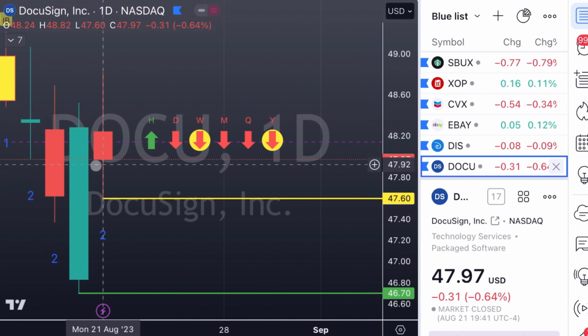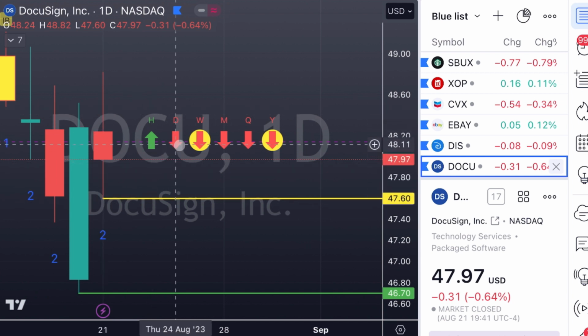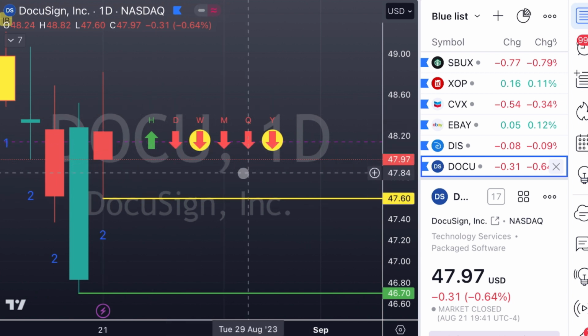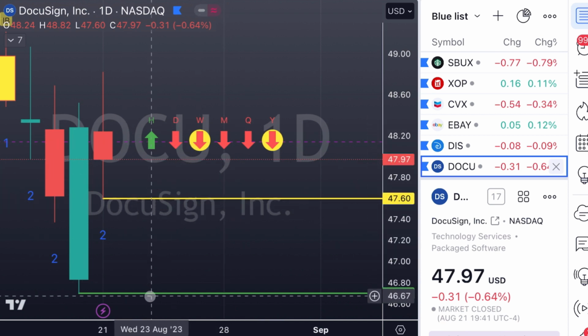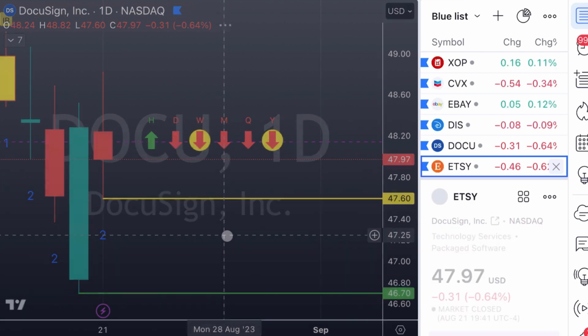DocuSign, 2 up red. We're going to look for this to trend back down. Notice the time frame continuity again, the majority to the downside. So we can look for puts here at 47.60 and first targets at 46.70.